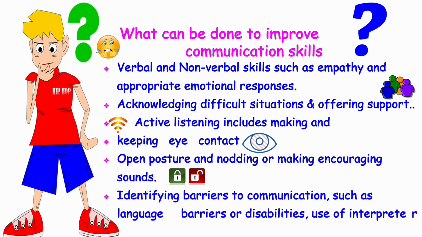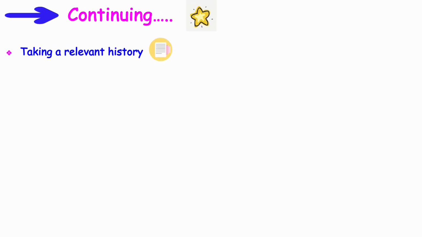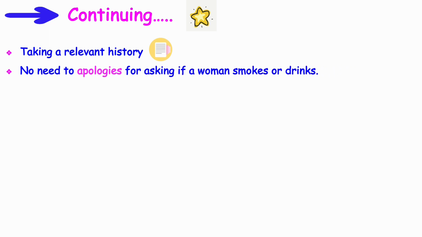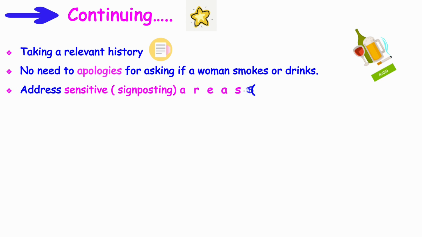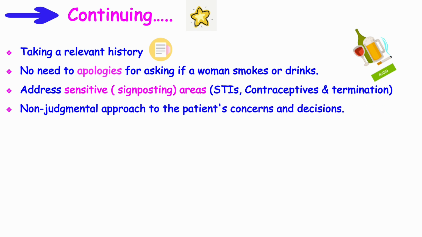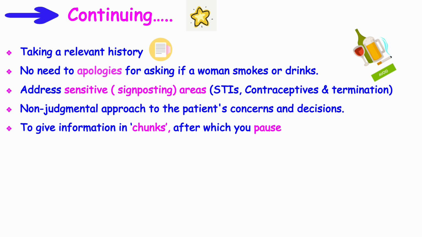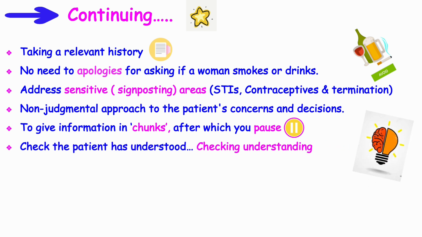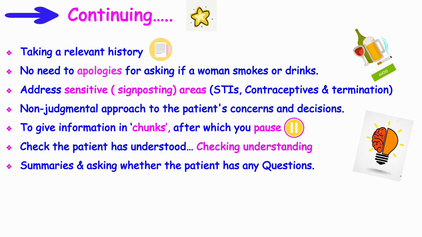Identify the barriers to communication, especially language or disabilities. Here you can use interpreters. So asking about interpreters is also included in the patient safety domain. To continue further, take a relevant history. No need to apologize when the woman is smoking or drinking. Signpost sensitive areas, especially sexually transmitted infections, contraception and terminations. Have a non-judgmental approach to patient concerns, ideas and decisions. Give information in chunks and hit the pause button whenever necessary. Check understanding at appropriate intervals. Summarize and ask whether the patient has any questions or queries.